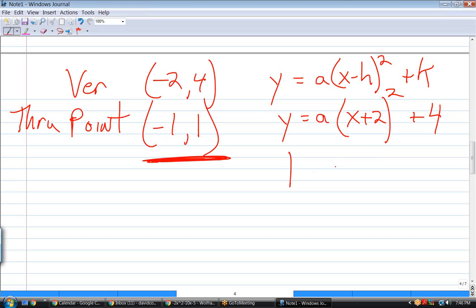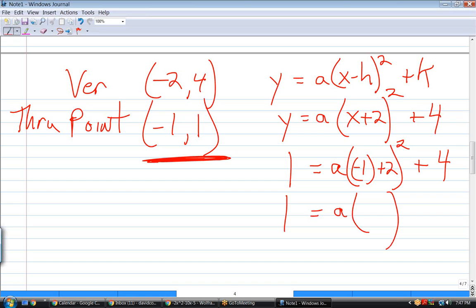Okay. Always. And that includes any equation, not just parabolas. In other words, it includes circles and everything else. Okay, help me solve this for A. First of all, get rid of the parentheses and square it. What's -1 plus 2? 1.